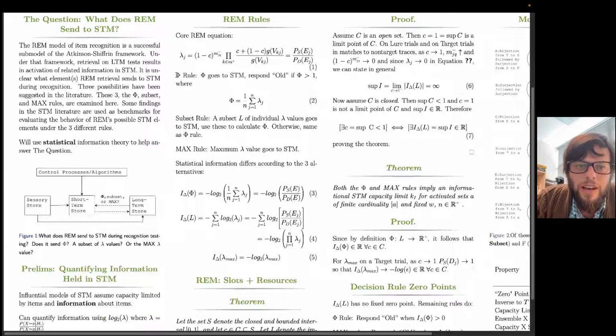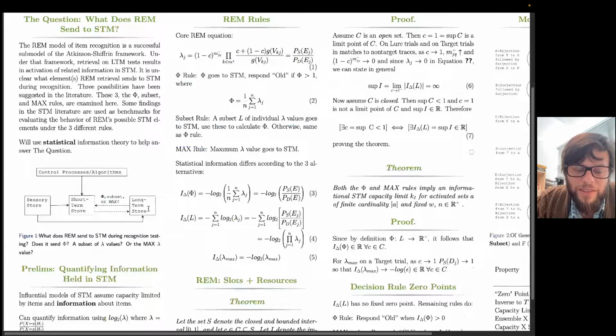So there are three alternative rules on considering what is getting sent to short-term memory by REM. One rule that's been proposed in literature is you send phi to STM. The second possibility I mentioned is that a subset of lambda values goes to STM. And then these might be entered subsequently into some calculation through control processes. Maybe you're not conscious of it. I'm assuming you're not. It's a calculation of a phi value there.